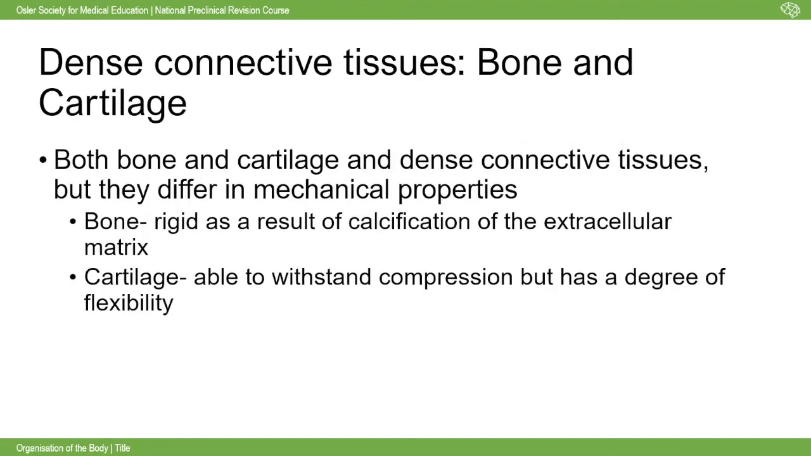So looking at our dense connective tissues now, we have bone and cartilage. Both bone and cartilage are dense connective tissues, however, they differ in mechanical properties. Like I was mentioning earlier, you'll have different compositions of your connective tissues depending on the functional aspects of those tissues. So bone is rigid as a result of calcification of the extracellular matrix, whereas cartilage is able to withstand compression, but also has some degree of flexibility.